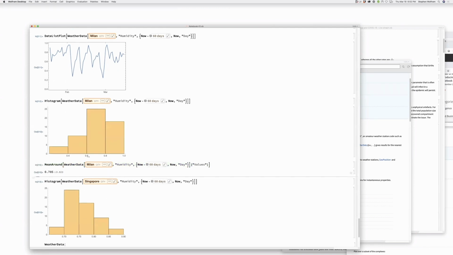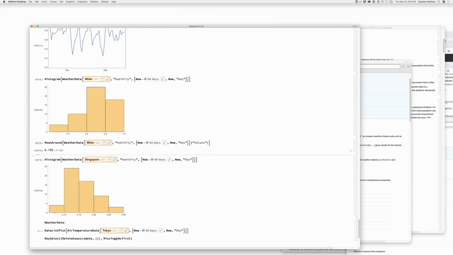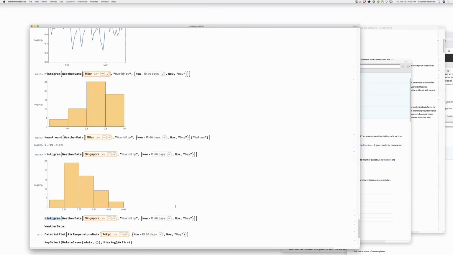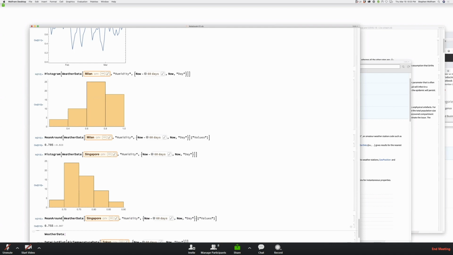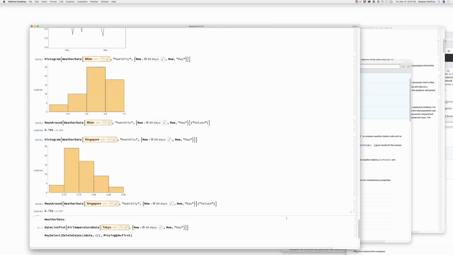Okay, 0.7 for Milan, and 0.76 for Singapore. So I don't think there's a huge effect there. Yeah. Not really convincing.